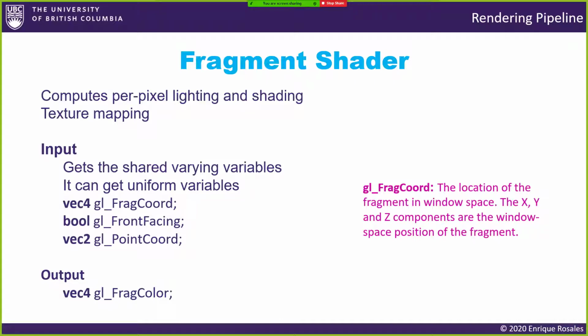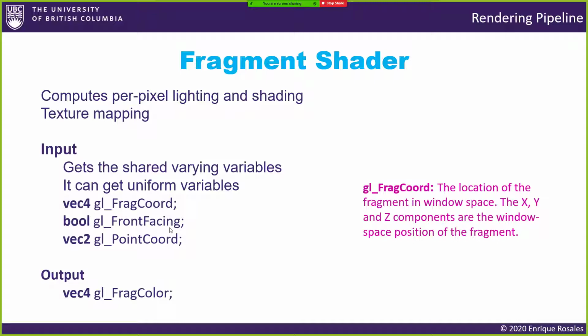And it also has built-in input variables, which are the frag coord, the front facing, and the point coord. gl_FragCoord, gl_FrontFacing, and gl_PointCoord. So what are those? gl_FragCoord is basically the location of the fragment in window space. So the X, Y, and Z components are the window space position of the fragment. And that is obviously very simple, right? In the end, we know the fragments are the portions of the triangle that are basically at the same position as a specific pixel, right? So this input variable is the coordinate of the fragment in that space.